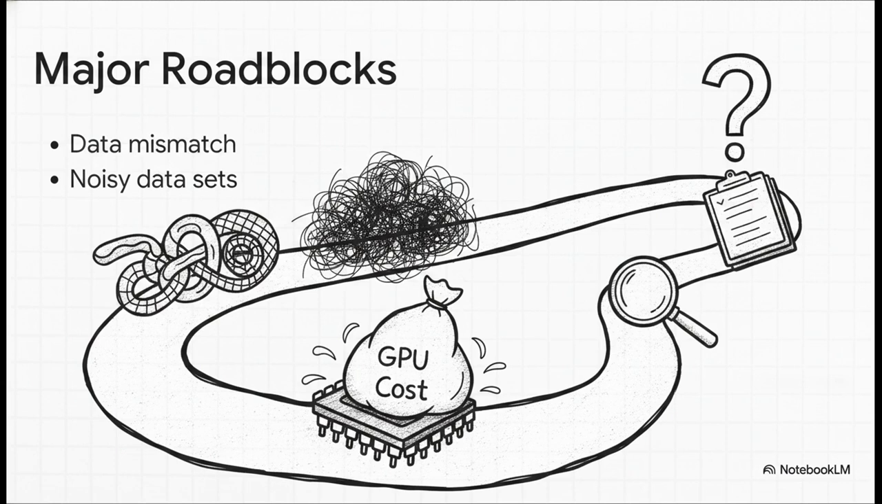Data mismatch is a huge, fascinating hurdle. Think about it. Text is sequential, one word after another. Images are spatial, pixels mapped out in a grid. Audio is temporal, sound waves over time. Trying to align spatial pixels with temporal sound waves is conceptually just mind-bendingly difficult.